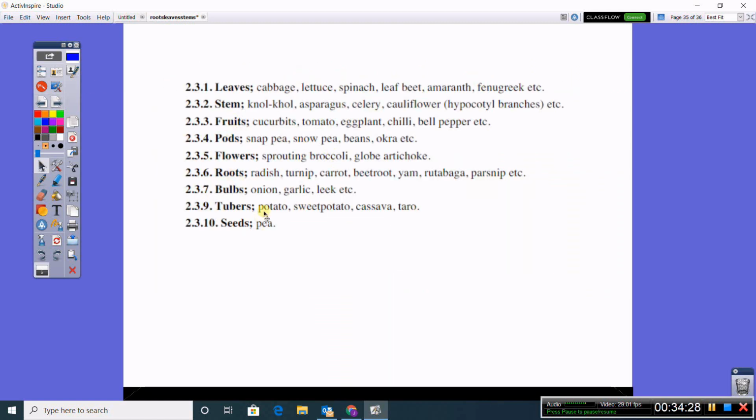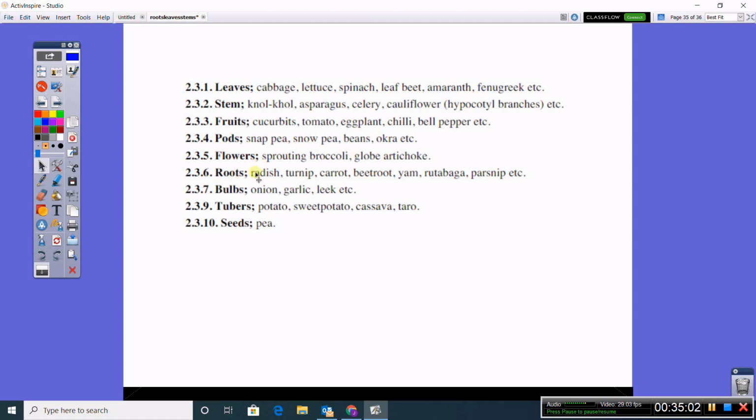You don't have this page. I just thought it'd be interesting to show you some of the things you eat and what part of the plants they are. Okay, so leaves that you eat would be cabbage, lettuce, spinach, things like that. Stems are celery and cauliflower, believe it or not. Fruits, we know tomatoes are fruit, eggplants, peppers are fruit. Pods, I think, speak for themselves. Flowers are sprouting broccoli.